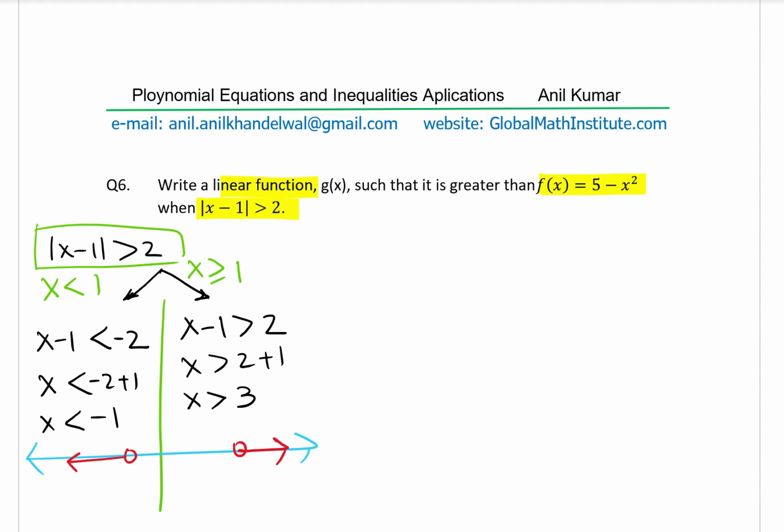So within this interval, write a linear function g of x such that it is greater than the given function. So think like this. Let me sketch. So what we're trying to do here is that we have a parabola which is moving downwards, kind of like this. And we have a linear function which is greater than this parabola in the interval beyond, on the left side, minus infinity to minus 1, and on the right side from 3 to infinity. That means if we have something like this, we are looking for an interval which is this. Do you see that part?